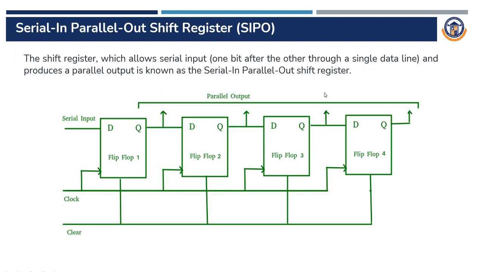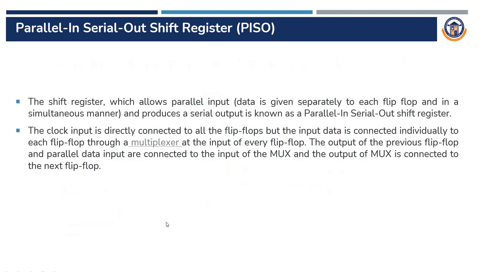Serial in parallel out shift register. Here the data will be given serially and the data will be taken out parallelly. And we are giving the common clock pulse as well as the clear input.